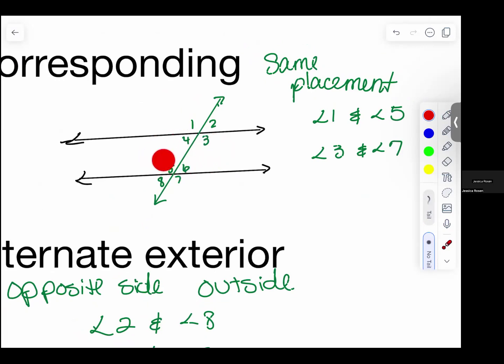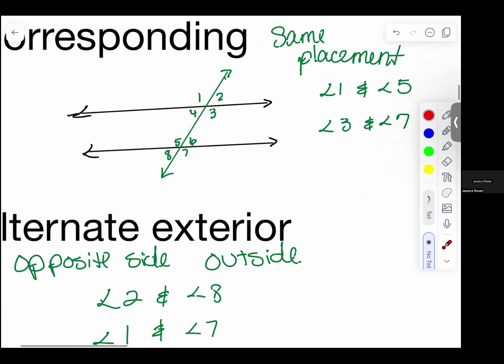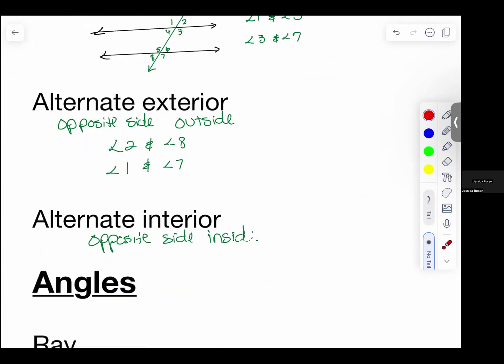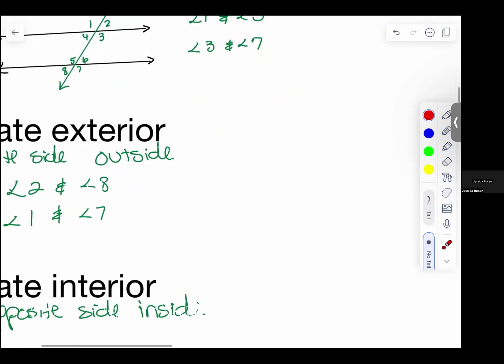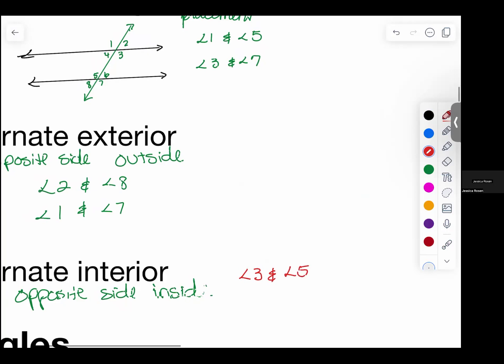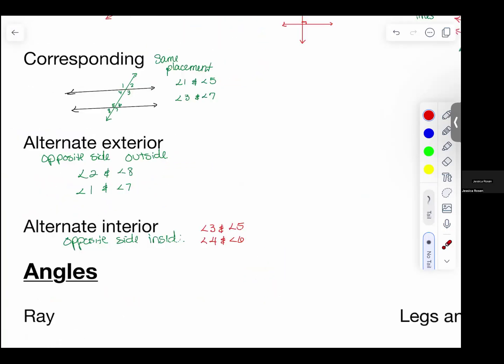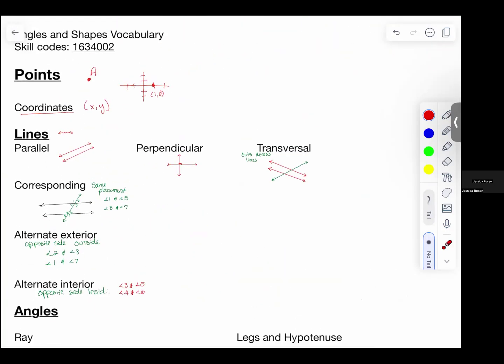So 3 and 5 are going to be alternate interior, and so are 4 and 6. So 3 and 5 and 4 and 6. And I know it seems kind of silly to go over this, but trust me, we are going to use this over and over again. So angle 3 and angle 5 and angle 4 and angle 6. So again, alternate interior, alternate on the inside, alternate exterior, alternate on the outside. Okay, so that's our points and lines.